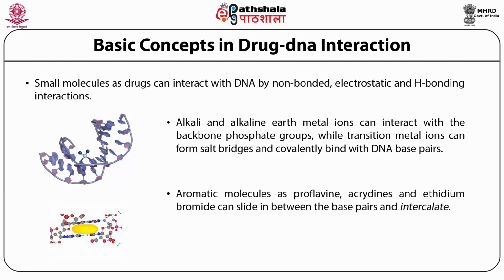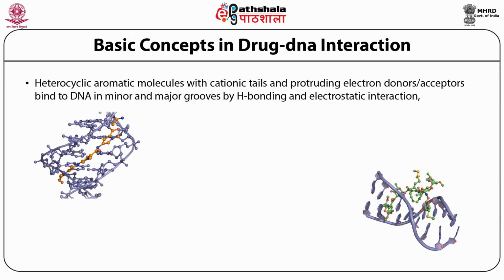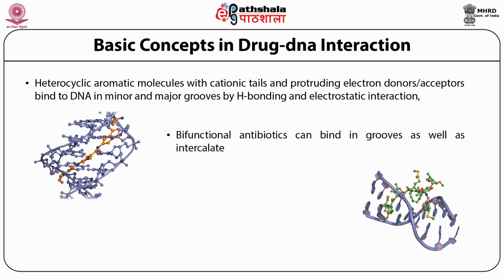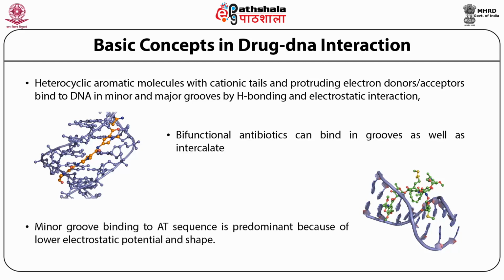Small aromatic molecules as proflavin, acridine, and ethidium bromide can slide in between the base pairs and intercalate if their size is suitable. Heterocyclic aromatic molecules with cationic tails and protruding electron donors or acceptors can bind to DNA in minor and major groove by hydrogen bonding and electrostatic interaction. Whereas bifunctional antibiotics like echinomycin can bind in DNA grooves as well as intercalate. Minor groove binding drugs usually show preference to AT sequences. This is because of lower electrostatic potential and shape-wise suitability.